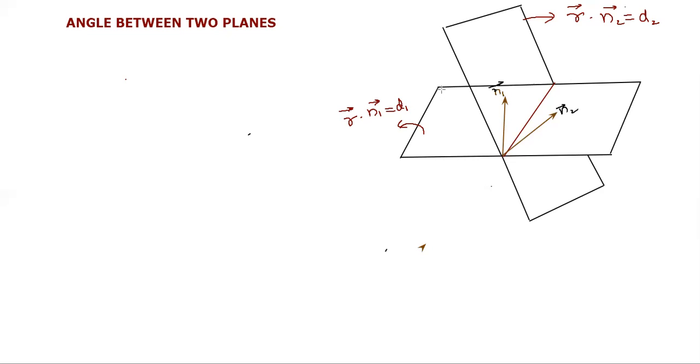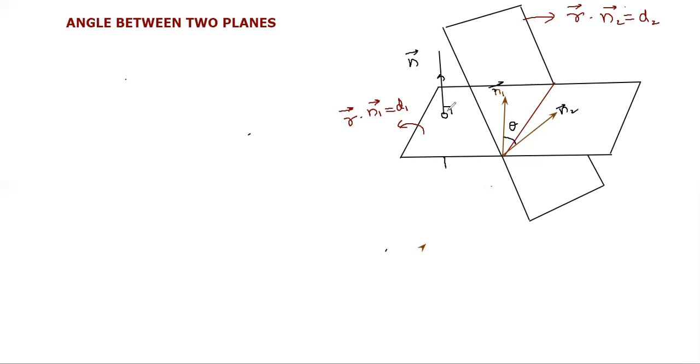I will show another normal. Suppose this is the line perpendicular to the plane. So I can show like this. This is passing and then entering into the plane, and from here it will come out like this. So this is perpendicular. So these are called the normals to the plane. So that means we have to find the angle between n1 and n2.